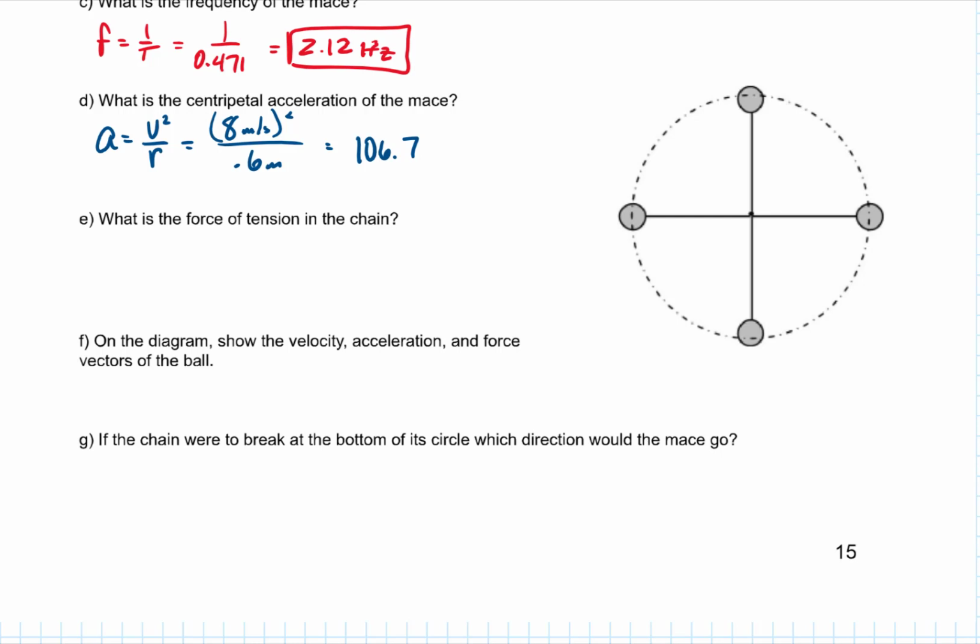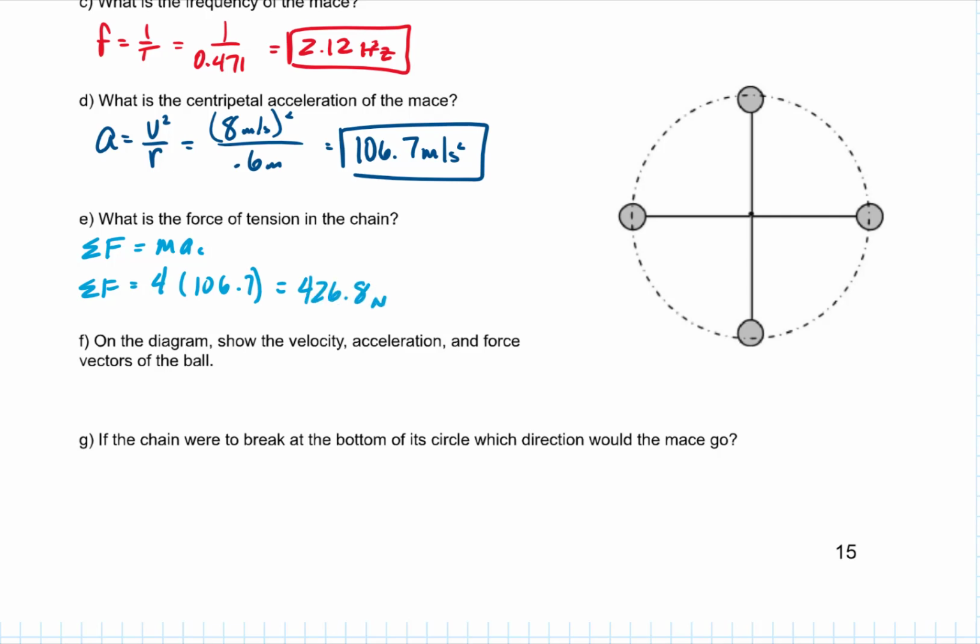What's the force of tension on the chain? Tension is the only force acting, so I know net force is ma. I have all the numbers for that. It's 4, the mass of the thing, times the acceleration, 106.7.